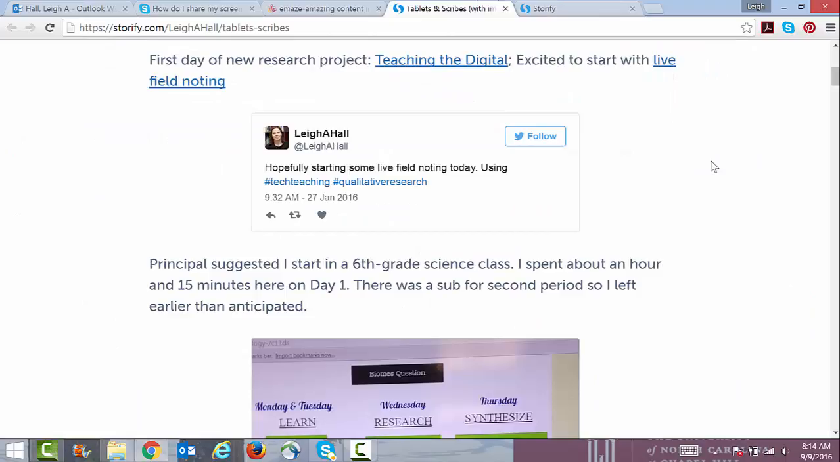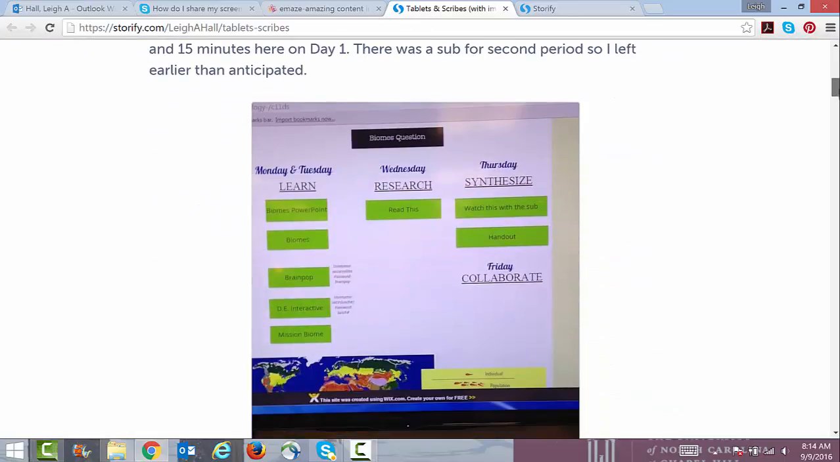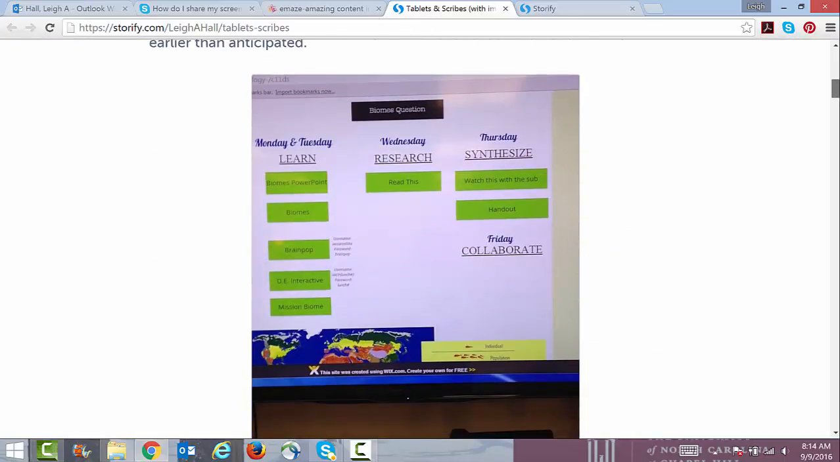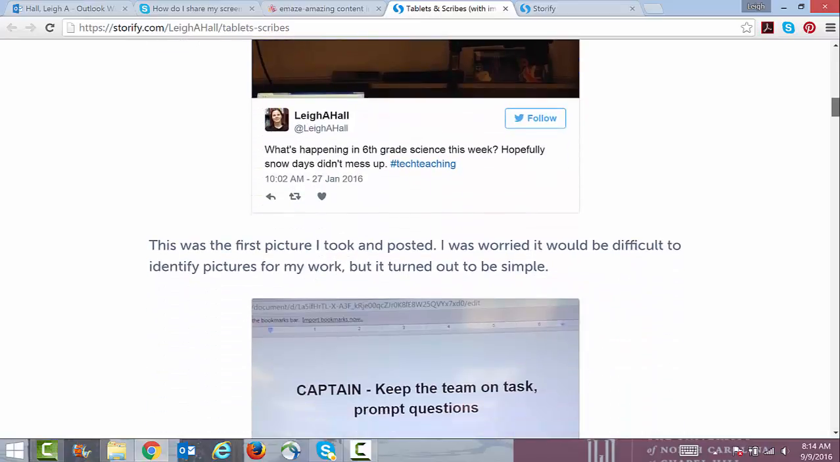You can see here I've got a tweet. I've got my hashtag tech teaching, and I've also got an additional one. Then it tells you that the principal said, why don't you start with the 6th grade science class? And I give you a little bit of information about that. I show you a picture of what's going on that day or for the week. Here's an overview. It's January. You can see the timestamp down here, January 27, 2016 at 10:02. Hopefully snow days don't mess up, because I think we probably had some at that point.